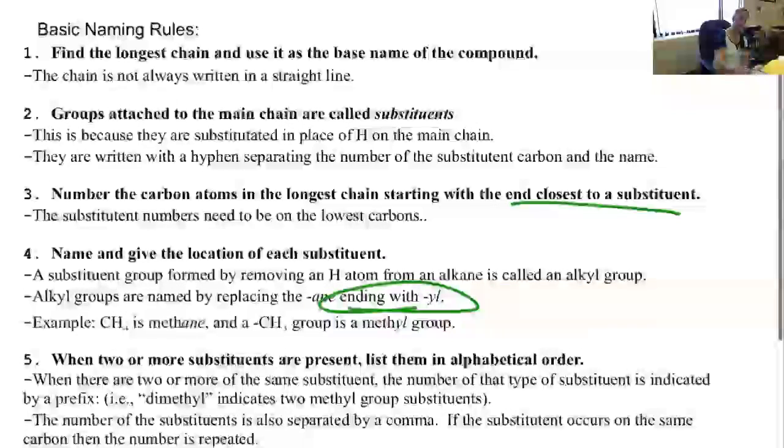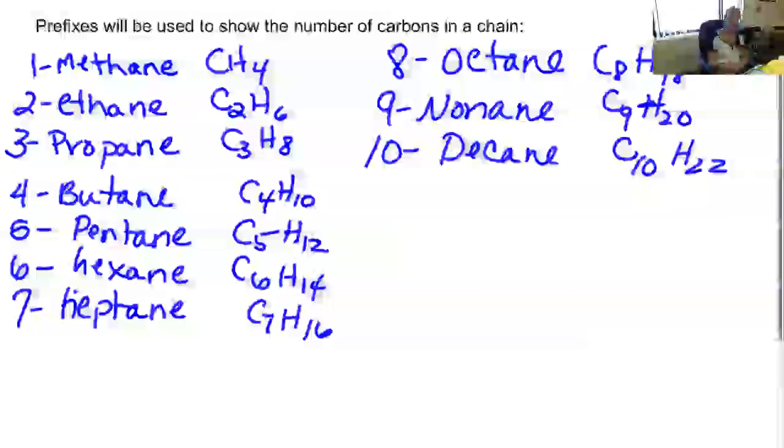So here are the prefixes that you will use. Prefixes that are used to show the number of carbons in a chain. If I had just CH4, we call that methane. But anything that has 1 carbon in it off of a main chain is called a methyl group. Notice how I changed that ane to a YL, so it comes off of the side of a group. Ethane is 2 carbons, propane is 3 carbons, so propane is C3H8.